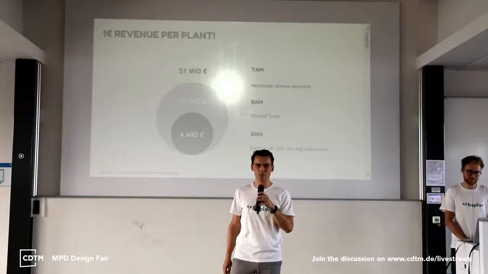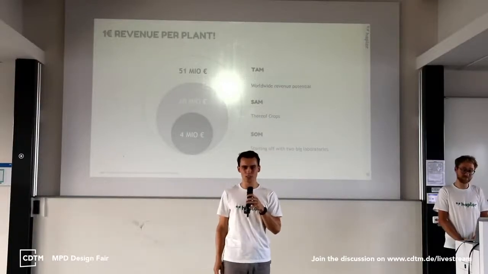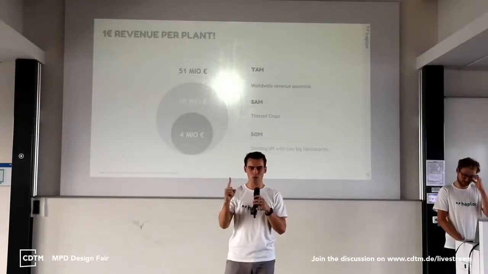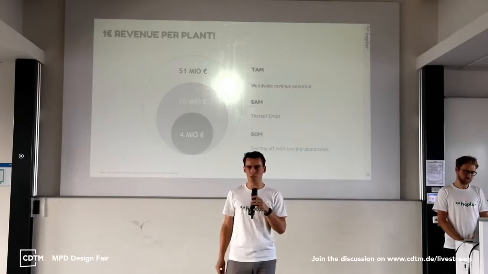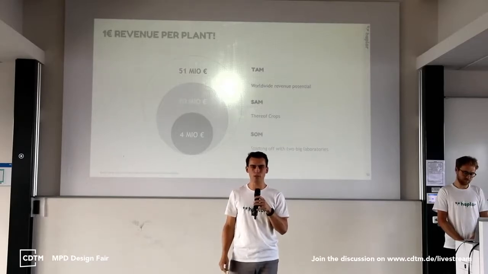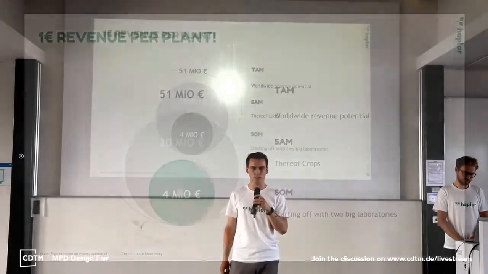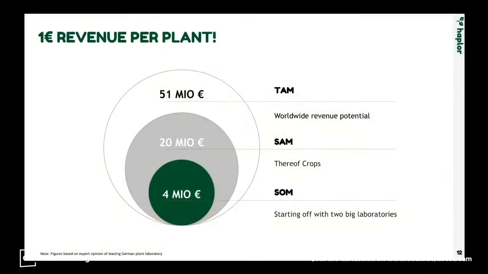Putting these savings into numbers and adding a margin on top results in a revenue per plant of €1. Based on the output of plant breeding laboratories, we come up with a total market of €51 million. Thereof, we want to focus on crops as most research has been done in this field so far. In the beginning, we want to start with 2 leading big European plant laboratories, out of which one was already thankfully our partner during the MPD course.